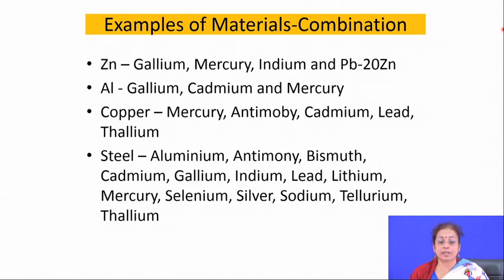So, like zinc, if you use gallium, arsenide, indium and lead, 20% zinc, it will undergo liquid metal embrittlement. Aluminium with gallium, cadmium and mercury undergoes liquid metal embrittlement. Copper with mercury, antimony, cadmium, lead and thallium all undergo liquid metal embrittlement. Steel in the presence of aluminium, antimony, bismuth, cadmium, gallium again undergoes liquid metal embrittlement.